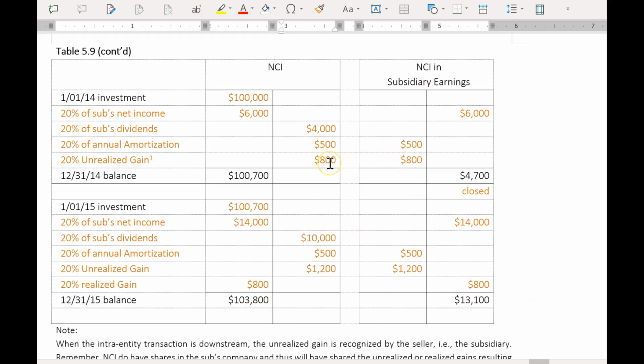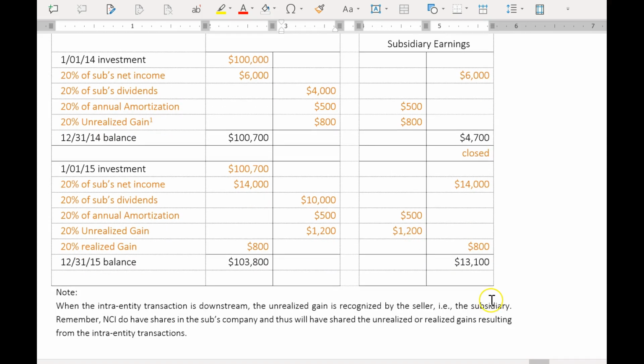So in 2014, debit equity NCI in net income, credit NCI. The next year, debit NCI, credit NCI in net income. It mirrors the investment and equity in net income accounts. Again, because of that, you will see that the ending balance of NCI is 103,800. You need this number when you're doing the consolidation. You also need the NCI in net income, because this number is basically the consolidated net income attributable to NCI in the NCI column, which you won't find anywhere else.